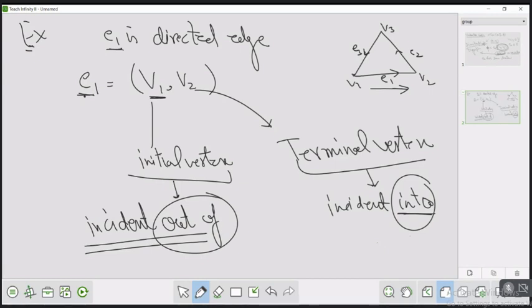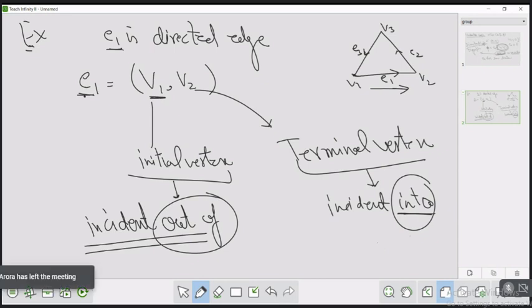Edge E1 is incident out of, means it is out of the vertex. Edge E1 is out of V1 and incident into at V2. Edge E1 is incident into at V2 vertex, and edge E1 is out of vertex V1. Are you getting my point? Means out of and into.